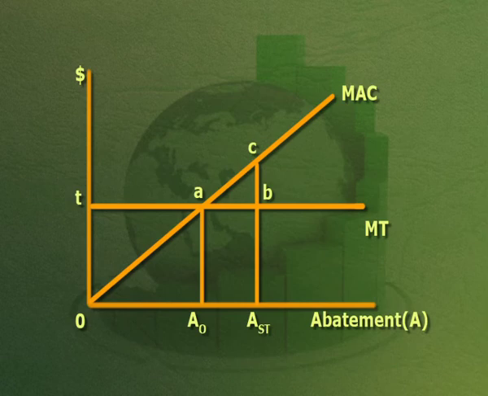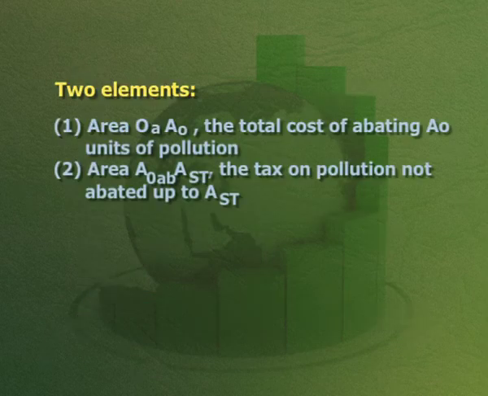which is smaller than the cost to the polluter of complying with this policy, area OAB AST, which comprises the following two elements. Number 1. Area OA-A0, the total cost of abating A0 units of pollution. Number 2. Area A0AB AST, the tax on pollution not abated up to AST. In brief, the firm will abate up to A0 because up to that point MAC is less than MT. Beyond A0 and up to standard AST, the firm will pay the taxes because MT is less than MAC.